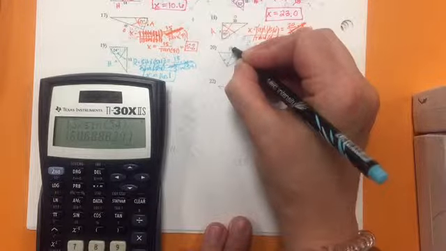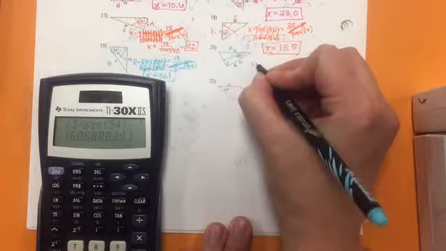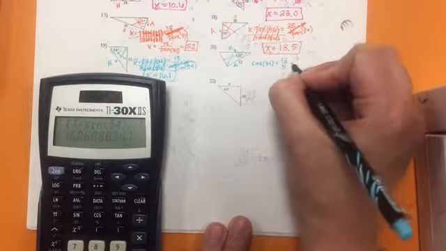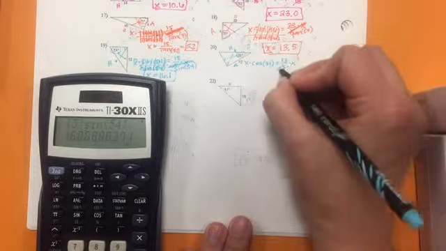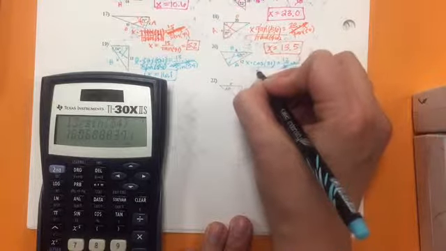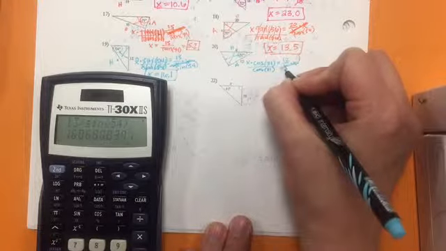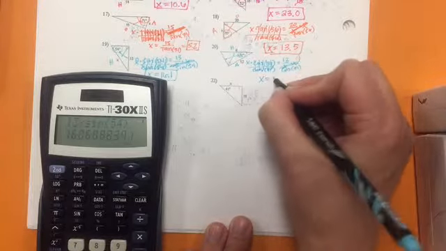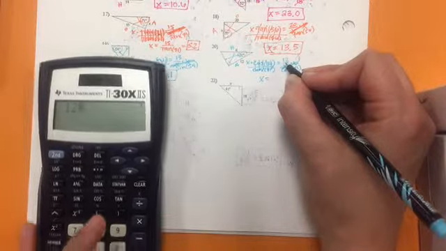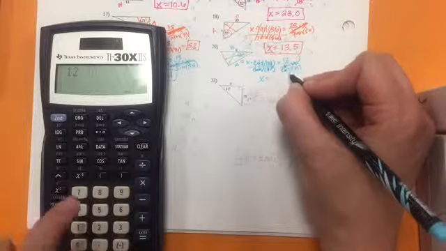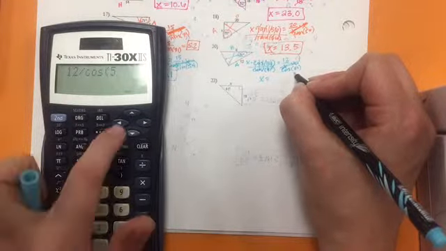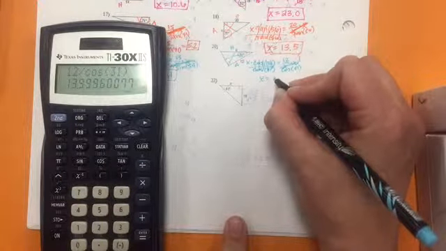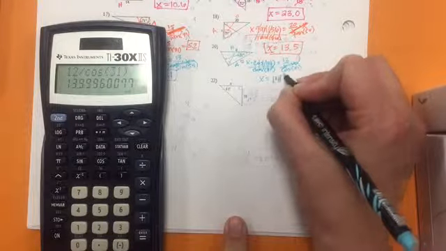No opposite, hypotenuse, adjacent. Cosine of 31 equals A over H. Multiply by X, divide by cosine. Those cancel out, and I'm left with X equals 12 divided by the cosine of 31, which equals 13.99, would round to 14.